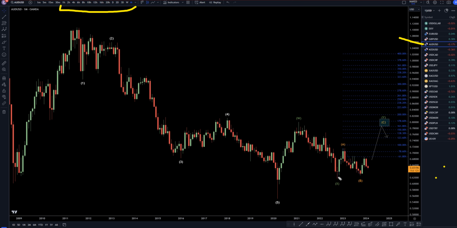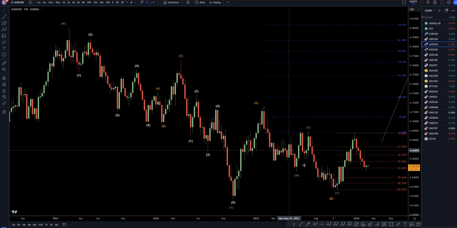I'm still very bullish on the monthly time frame. I still think this looks like an ABC of wave Y, which I still believe is most likely going to go up and take out these highs before we have that bigger turn to the downside. So let's take a look at it on the weekly time frame.